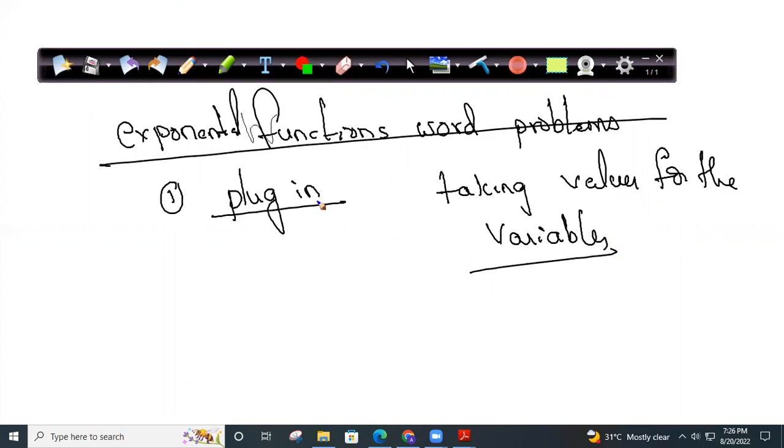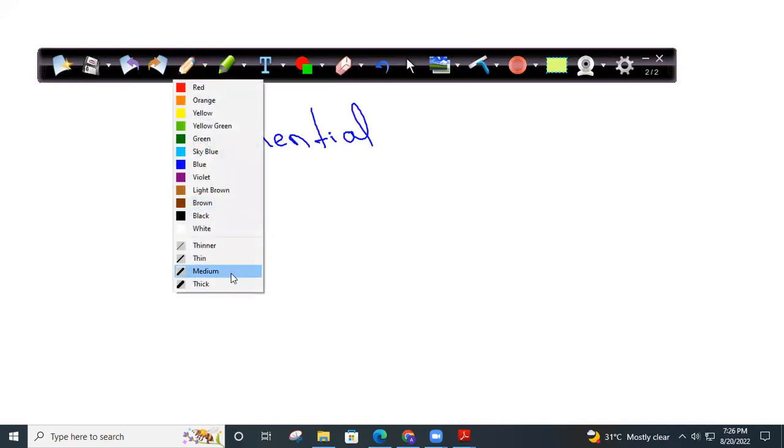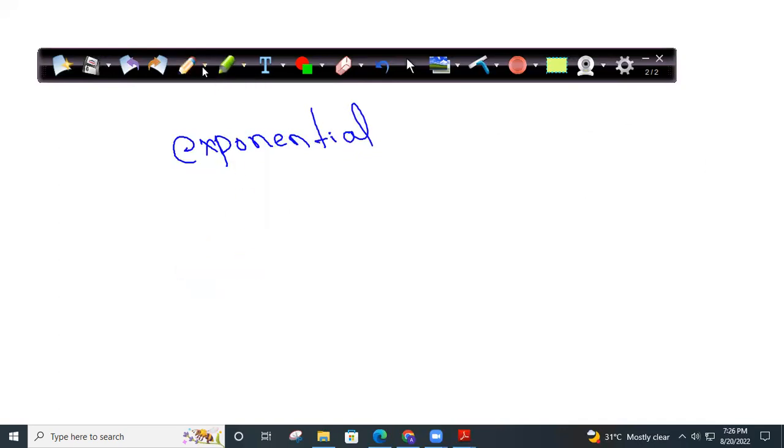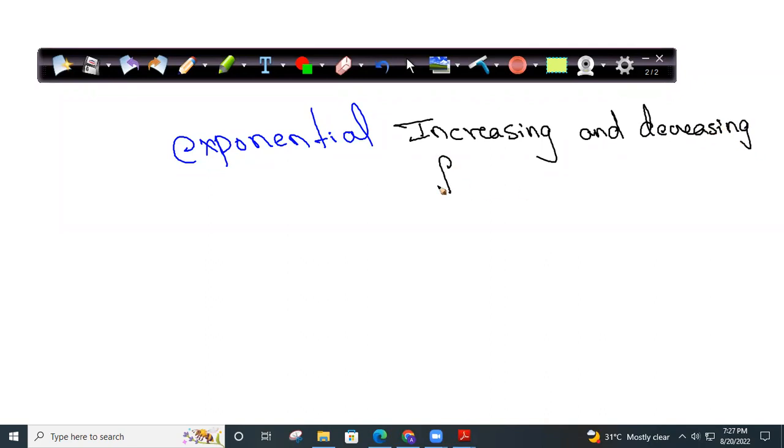Next concept, most important, is exponential increasing and decreasing functions. Just keep the heading as exponential increasing and decreasing functions. Listen to every concept carefully.